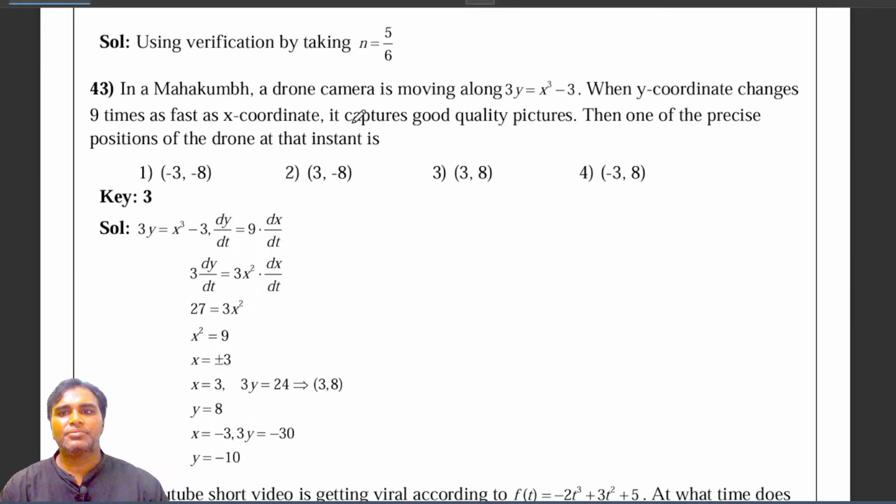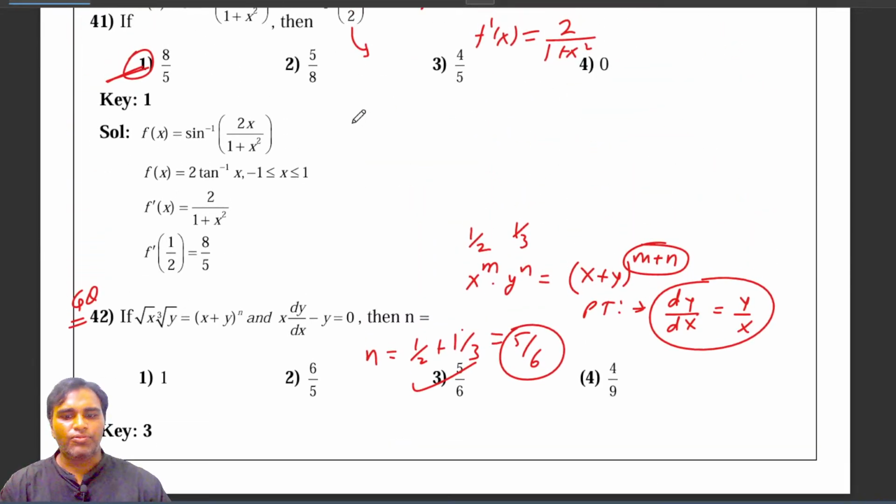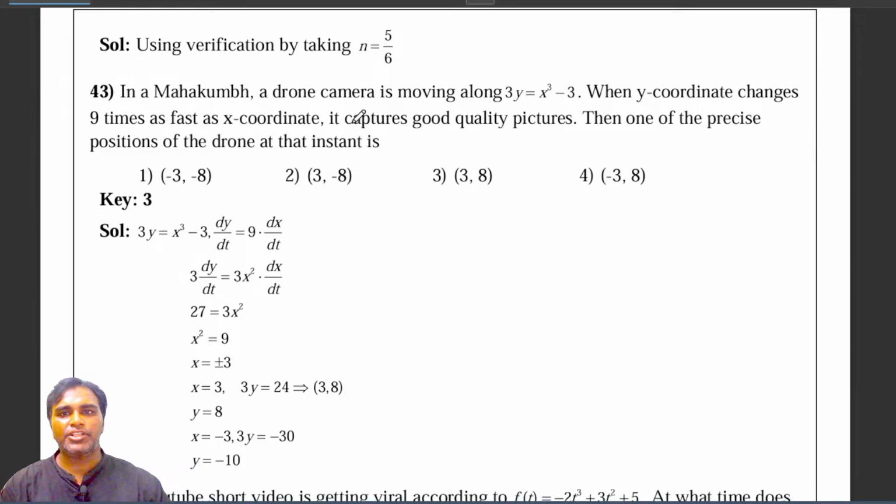Clear? I hope this question is clear. Question number 42. Now let's move to 43.